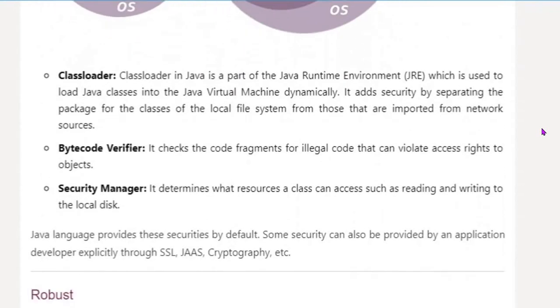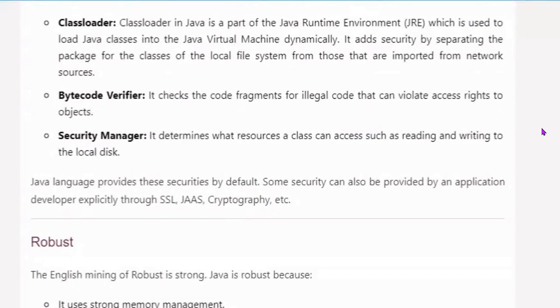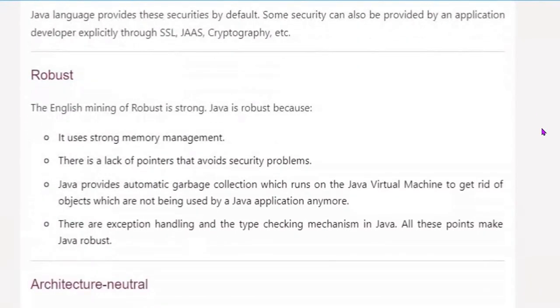Yeah, sure, sir. So next to the security manager, what I understood is it determines what resources a class can access, such as reading and writing to a local disk. That is the security manager. Robust means it uses strong memory management. Lack of pointers, as I said before, is related to memory, so it avoids pointers directly so that the memory cannot be crashed.